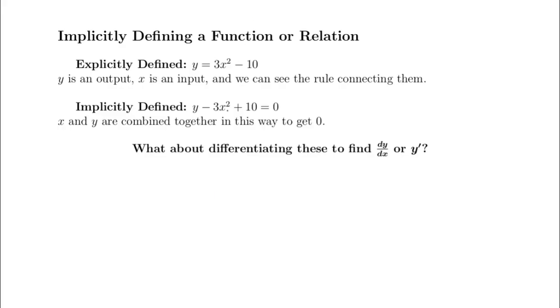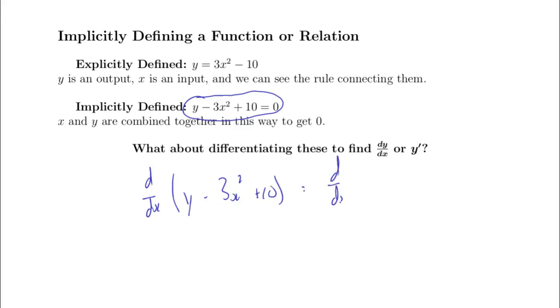We're going to go ahead and differentiate both sides of this equation with regard to x. So we'll say the derivative of y minus 3x squared plus 10 equals the derivative d over dx of 0. And now all of these things we can do, although there's a little bit of something going on right here with this term. But let's just start from the right. The derivative of 0 is pretty easily going to be 0.